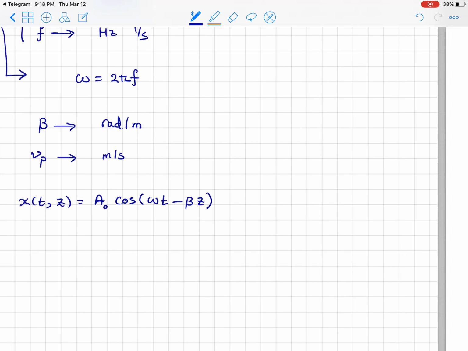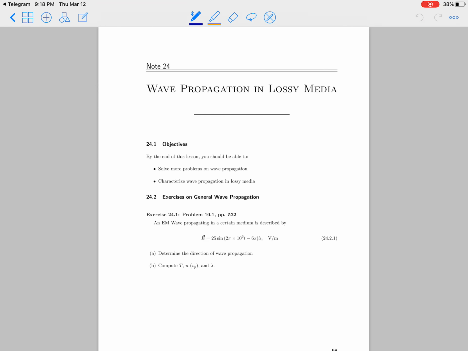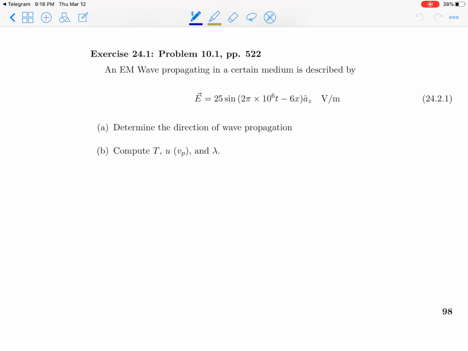So now let's take a couple of examples. Let's start with the following one. We have an EM wave propagating in a certain medium. That medium doesn't have to be free space. So the epsilon for that medium is epsilon relative times epsilon naught, where epsilon relative doesn't have to be 1. Actually, we see in this example that the epsilon relative for that medium is not 1.